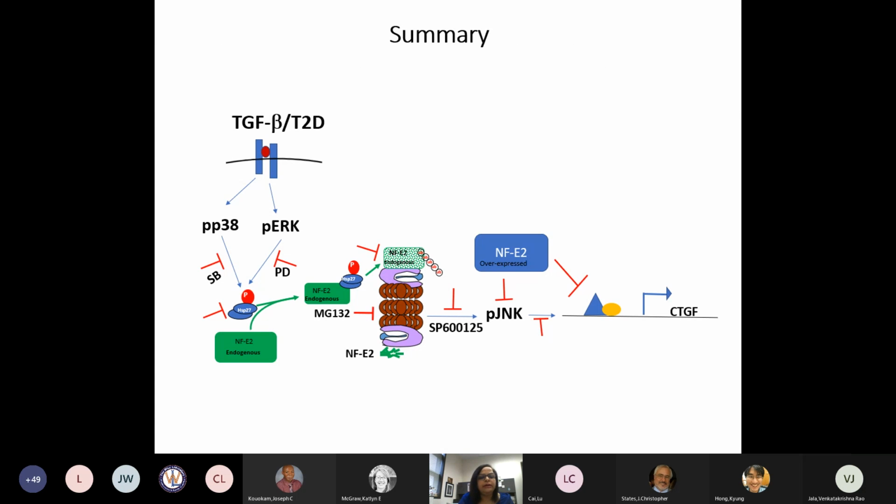To summarize this data, TGF-beta induced P38 and ERK phosphorylation, which led to HSP27 phosphorylation. Phosphorylated HSP27 associated with NFE2, and this possibly led to its degradation at the proteasome. Blockade of the proteasome resulted in blockade of the JNK MAP kinase pathway and blocked the activation of CTGF. Overexpressed NFE2 blocked JNK activation, and we have previously shown that NFE2 overexpression also blocked CTGF expression.